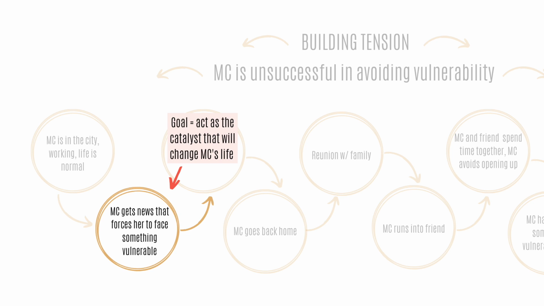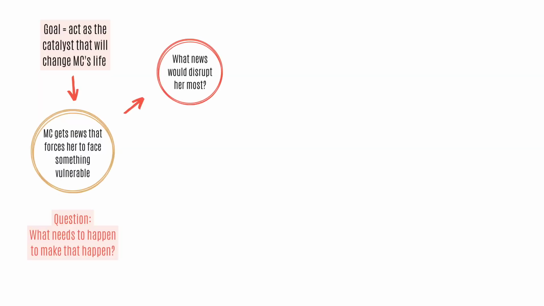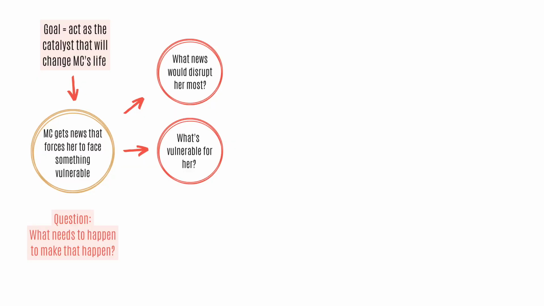So again, I ask myself, what needs to happen to make that happen? What needs to happen in order to turn her life upside down and force her to face something vulnerable? So I might ask myself questions like, what kind of news would actually disrupt her life the most? Knowing who she is and her life and her background, what kind of news is going to throw her for a loop? What's vulnerable for her? What kind of news would invite her to face something vulnerable? Situations that are vulnerable for my main character aren't going to be vulnerable for your main character. So this is where you really need to know who your characters are so that you know what kind of pushes those points for them. And then what kind of scenario would force her to step into it? In other words, not ignore it.